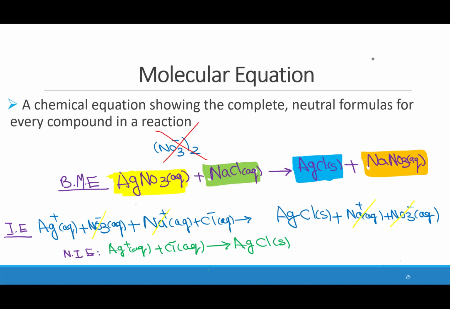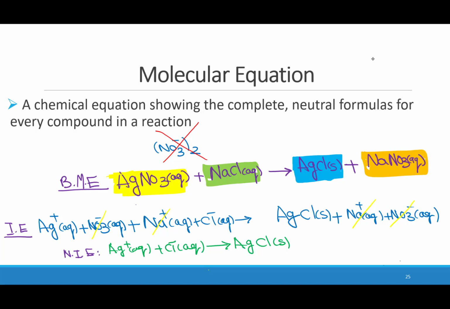Then go to the next one, sodium chloride. Sodium chloride is also an ionic compound and the state is aqueous. That's why it will undergo separation, which will produce sodium ion and chloride ion. Now let's do the product side. The first product is silver chloride. Silver chloride is an ionic compound, but look here, the state is solid. That means it will not separate. We leave it as is. Sodium nitrate is an ionic compound in aqueous state. That means it will undergo separation, which produces sodium ion and nitrate ion.